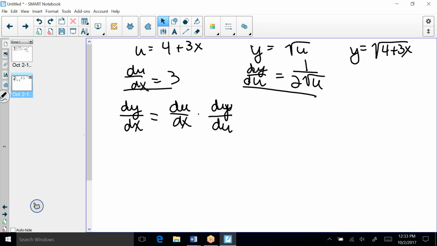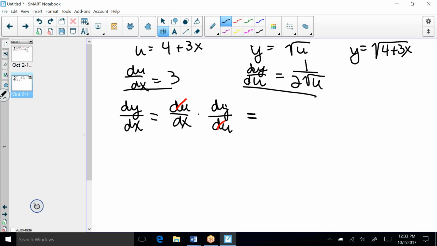And we're sort of going to think about these du's canceling. We're not really canceling them, but it's one way to look at this and remember how to do the problem. They sort of look like they're going to cancel, and we're going to be left with dy du, but they don't really cancel. All right, so let's fill those parts in.